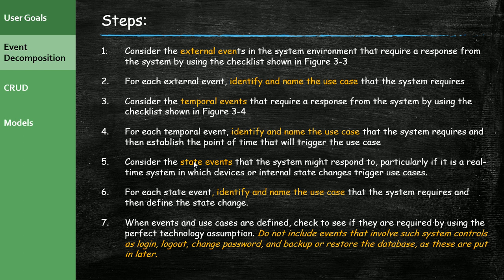And the 7th and final step is when the events and use cases are defined, check to see if they are required by using the perfect technology assumption. So don't include any events that are the minutia of operating your system, like log in, log out, changing your password, restoring a database, all this stuff that we can put in later that we know our system's going to have anyway. So anything that deals with the flaws of technology and people that we have to design around, we're going to ignore that stuff for now and pretend that we have perfect technology.